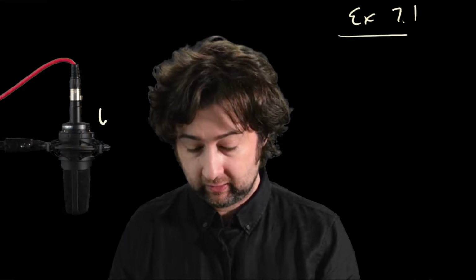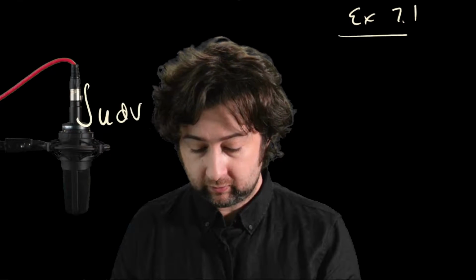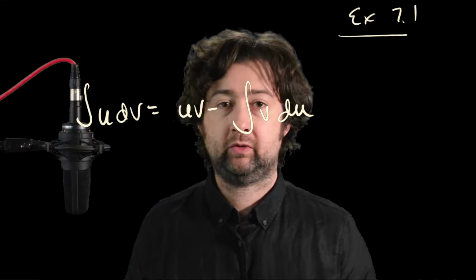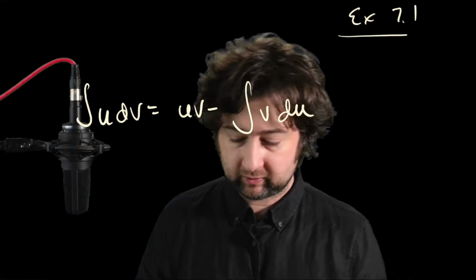So remember that the formula we're going to be applying over and over again here is the integral of u dv is equal to uv minus the integral of v du. So it's sort of like a sophisticated substitution type system. The first example we're going to start with is this function.